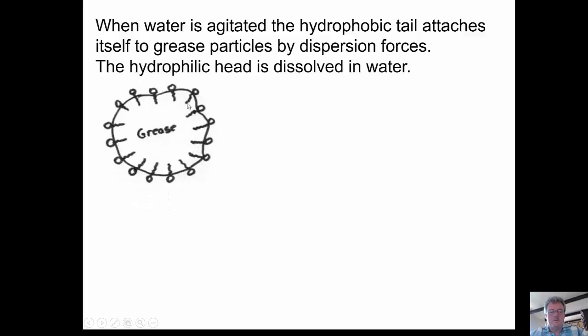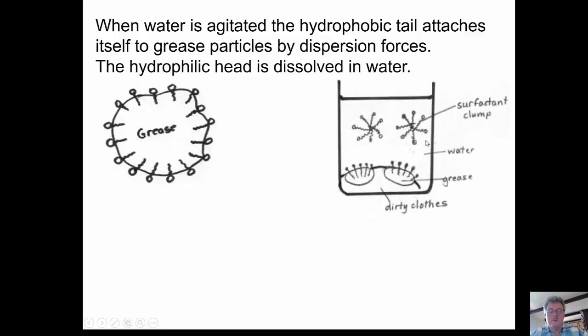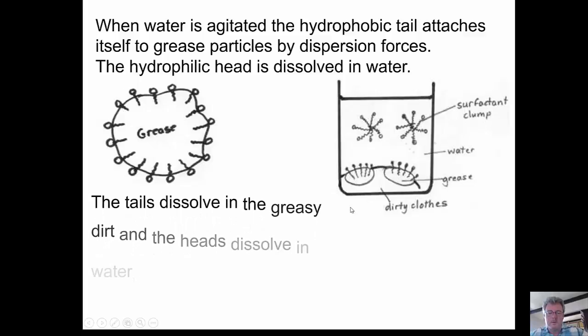So this is how it forms. Tails, non-polar, dissolve in the non-polar grease. Polar heads, hydrophilic heads, attach to the water molecules. And you get these surfactant clumps, and then when you agitate the water, they go down, they can mix and attach to the grease with their non-polar tails. These are our clothes, and then they are brought up one at a time.